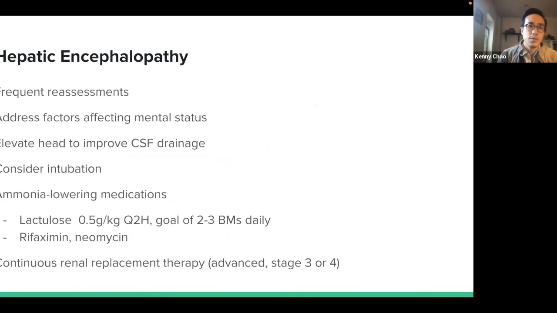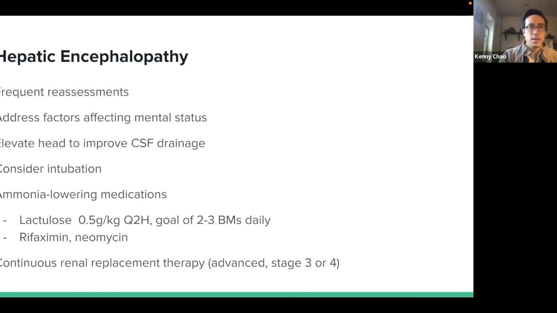So what you want to do is frequent assessments and serial exams. You also want to address any factors that might be causing a change in mental status, including hypoglycemia, infections, shock, fevers, and electrolyte abnormalities. Elevate the head to improve CSF drainage. And you should consider intubation, especially when they're grade 3 or 4 in terms of encephalopathy. If that's the case and your ammonia level comes back high, you can consider ammonia-lowering medications, including lactulose, rifaximin, and neomycin.